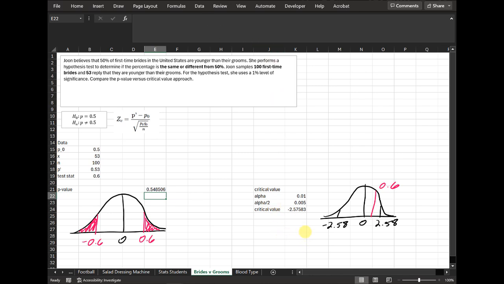Versus with my critical value, I found this critical value, but again, it's a two-tailed test. So I set up these two cutoff points, and then I plot where my test statistic falls, right here. In either case, you can see 0.6 is not in this reject zone over here, and 0.54 is clearly much bigger than 0.01. So in either case, you do not reject the null. You don't have enough evidence to suggest that the age difference is different from 50%.